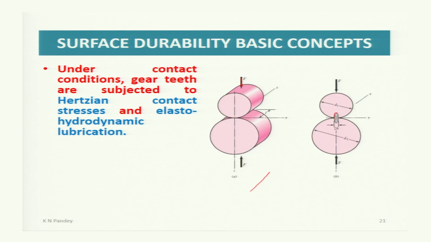The distribution is something like this, and the line contact converts into an area contact with width equal to 2b and length equal to the length of the cylinder L. So, earlier there was a line contact. Due to application of load and very high contact stresses, the line contact converts into the area contact with area equal to 2bL, and the stress distribution is shown by these very high contact stresses.